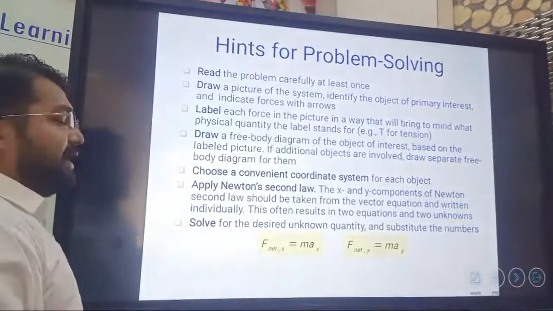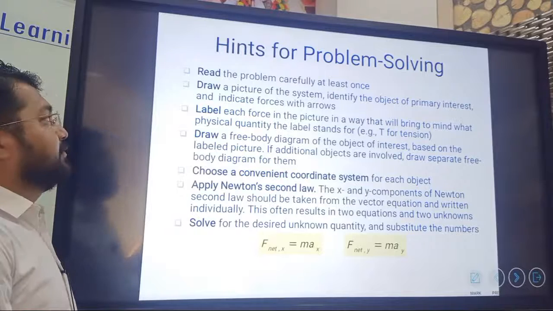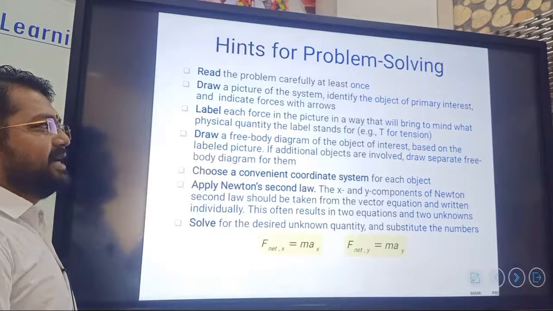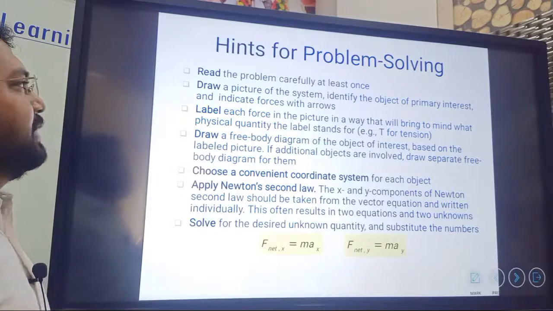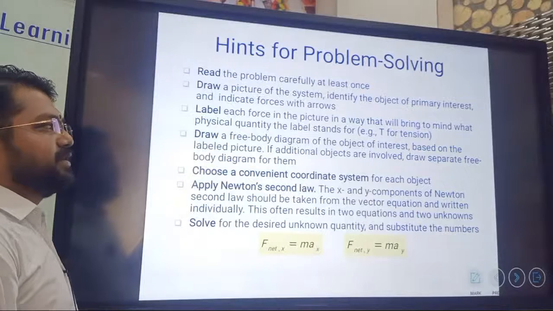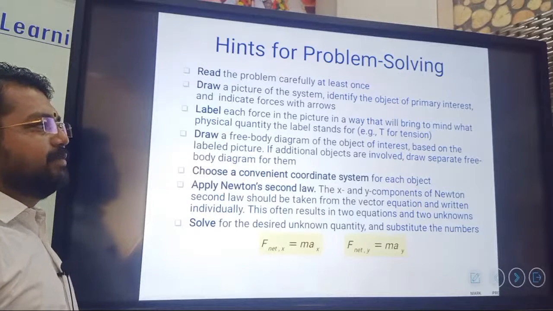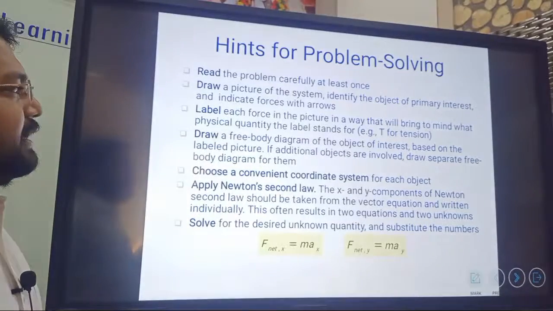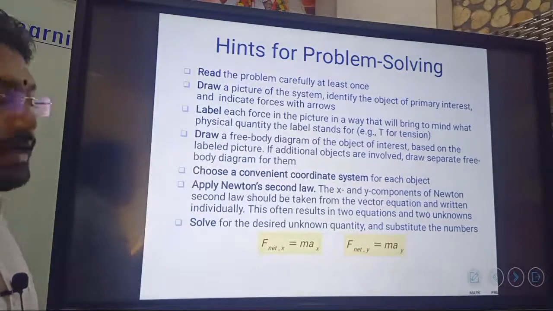हिंट्स, क्या क्या हिंट्स है आपको इसे ड्रॉ करने के लिए? फर्स्ट, रीड द प्रॉब्लम केयरफुली, ड्रॉ द पिक्चर ऑफ सिस्टम, आइडेंटिफाई द ऑब्जेक्ट ऑफ प्राइमरी इंटरेस्ट एंड इंडिकेट फोर्सेस विद एरोस. Label each force in the picture in a way that will bring to mind what physical quantity the label stands for. तो उसका physical quantity क्या है वो check करो.